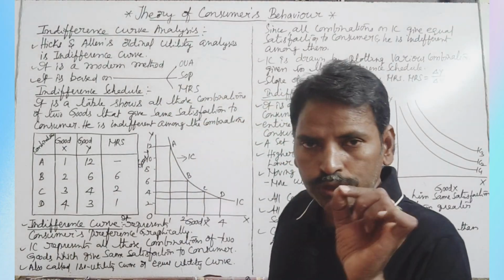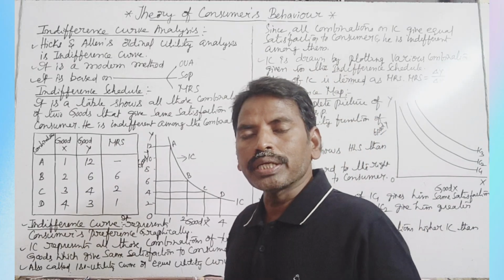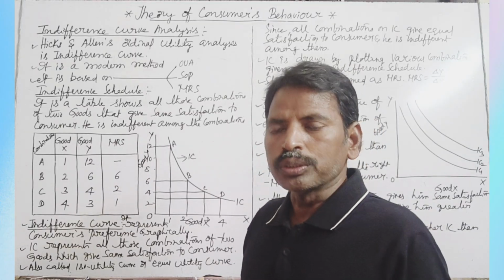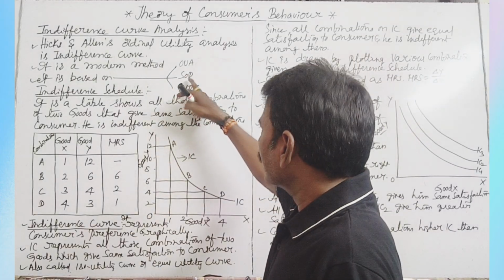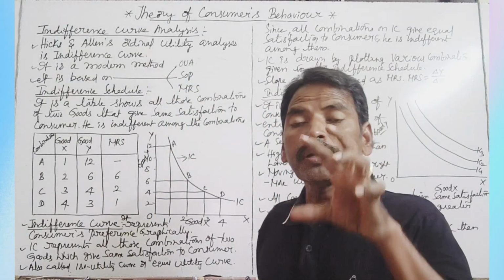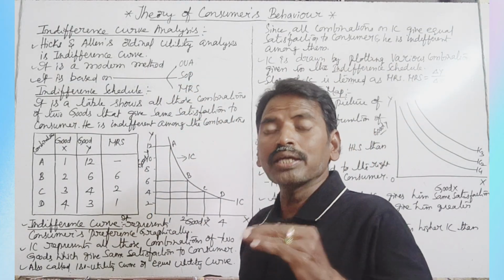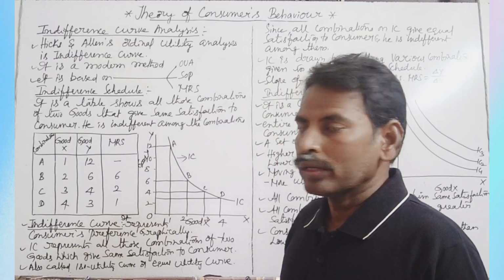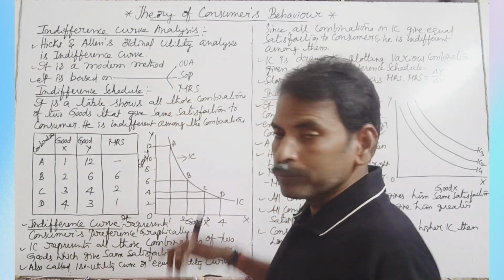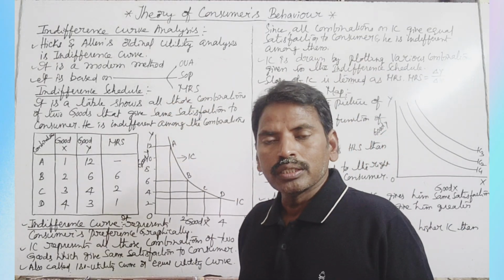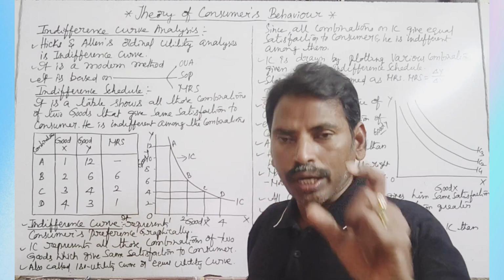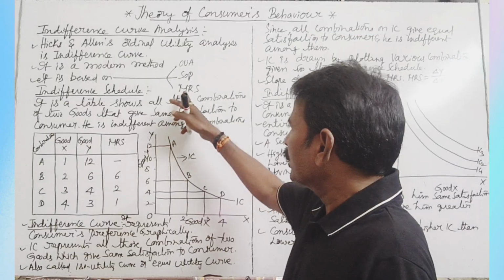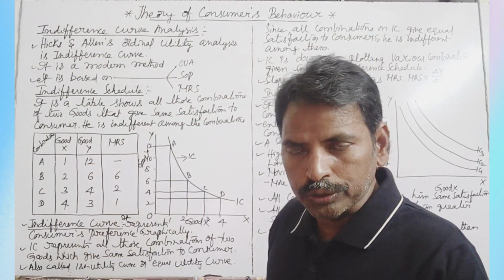Ordinal utility approach means utility cannot be measured, utility cannot be a quantifiable entity. Scale of preference means order of preferences, ranking of preferences. Marginal rate of substitution means the rate at which one commodity is exchanged for another commodity. That is called marginal rate of substitution.